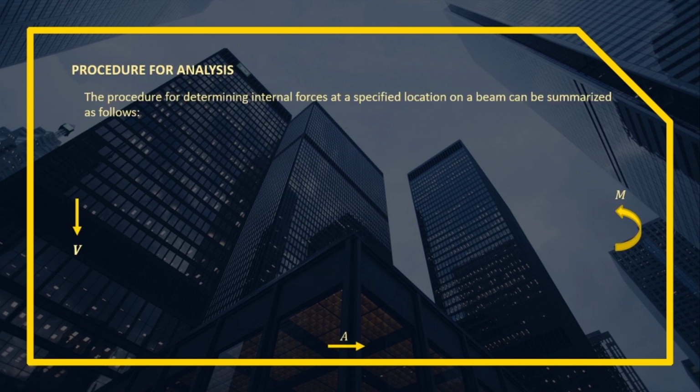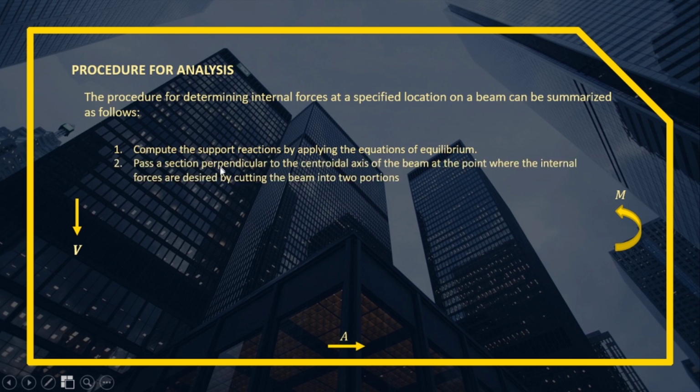Now, we have a procedure for analysis. The procedure for determining internal forces at a specified location on a beam can be summarized as follows. At any point on the beam of our structure, we can get the internal forces, which are the axial force, shear, and moment. So, this is the procedure. Number 1, compute the support reactions by applying the equations of equilibrium. Number 2, pass a section perpendicular to the centroidal axis of the beam at the point where the internal forces are desired, by cutting the beam into two portions. That is what we did earlier, the method of sections.